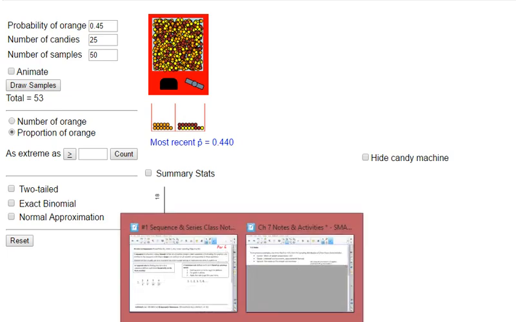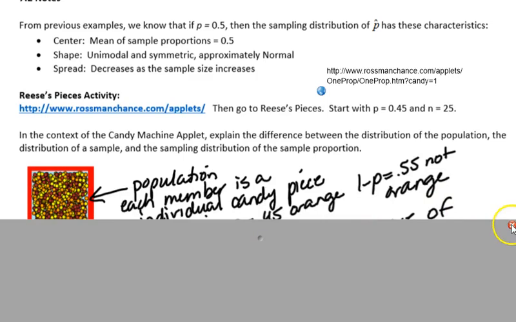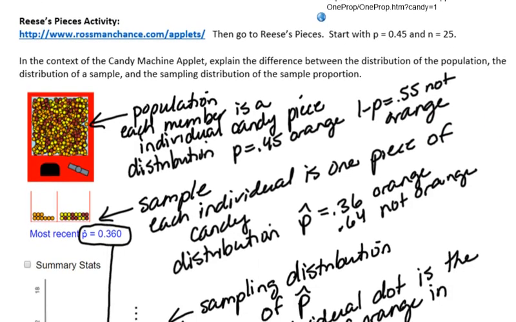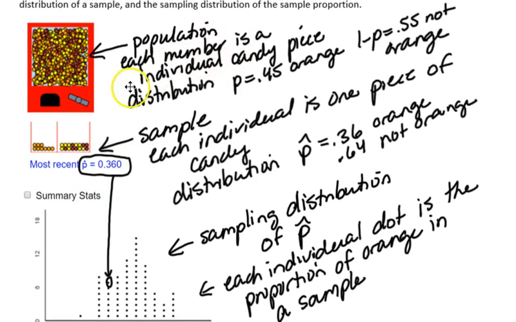So if we look at our notes, I want to just have you write down a few things. If we look at what all of these things represent, this is the population of candy. Each member of this population is an individual candy piece, and it has a distribution of 45% orange and 55% not orange. This is a sample from this population. In the sample, each individual is one piece of candy again. This has a distribution where p hat is 0.36 orange, and then there are 0.64 not orange.